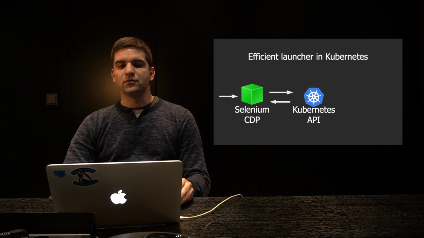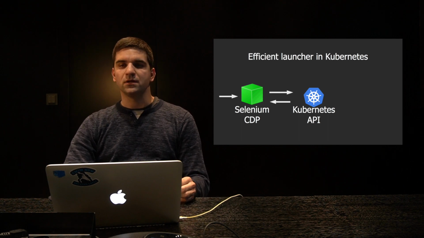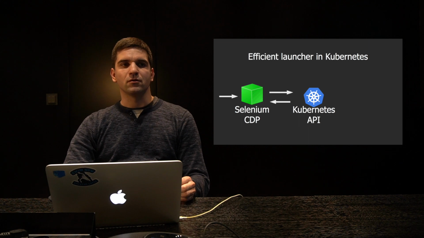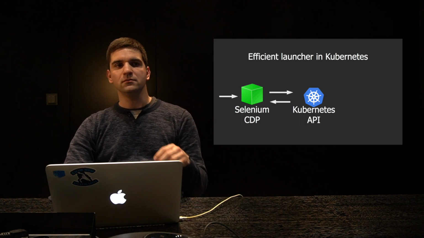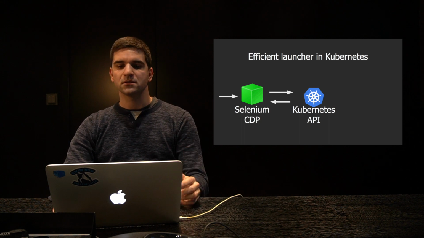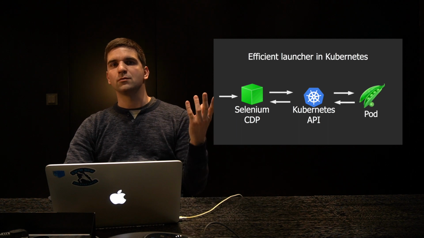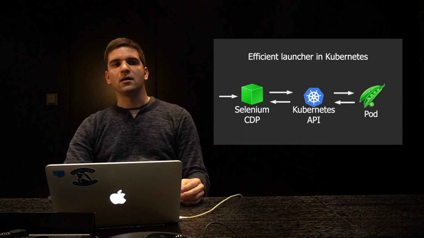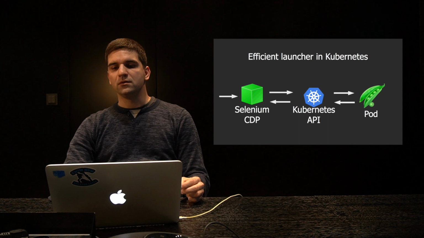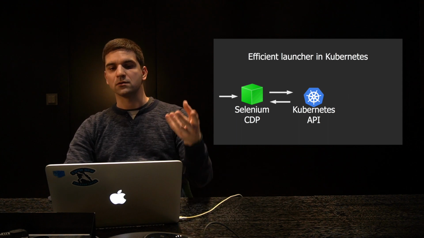In order to provide a first-class isolation level between browser processes, we need to use short-running containers or pods in Kubernetes. That means that for every new browser session, we need to run a new pod, and we need to remove this pod at the end of our browser automation session.